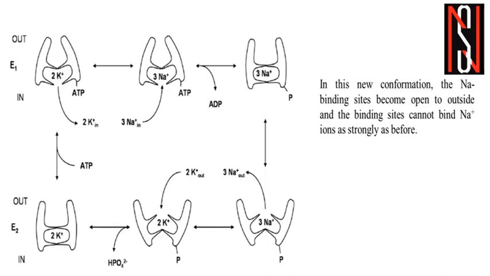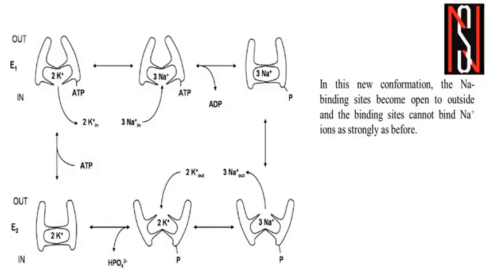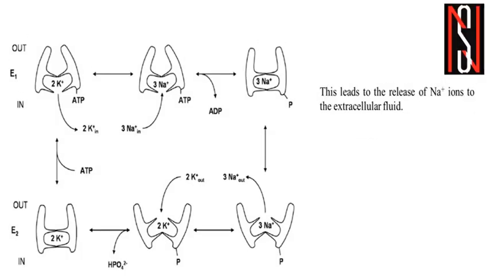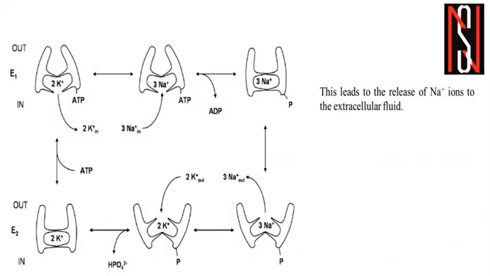Now when it comes to the outside of the cell, the binding sites cannot bind the sodium ions as strongly as before, when it was inside the cell. So ultimately, this leads to the release of the sodium ions to the extracellular fluid. So the sodium ions come from the inside of the cell, and then they are released to the extracellular, or the outer part of the cell.